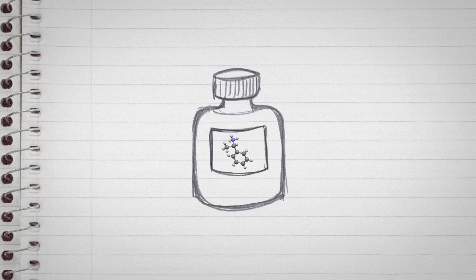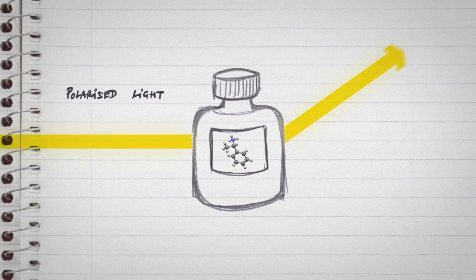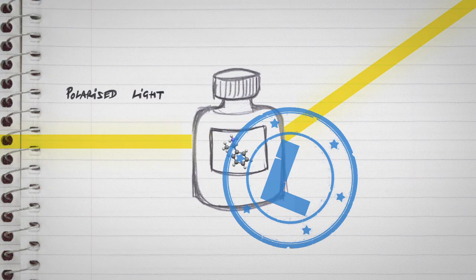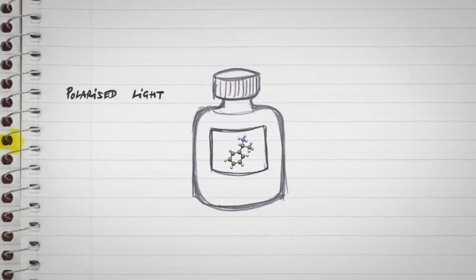The two enantiomers of a molecule scatter polarized light differently. A solution containing one enantiomer rotates it to the left. This is called the L form. The other chiral molecule rotates the light to the right. This is called the D form.